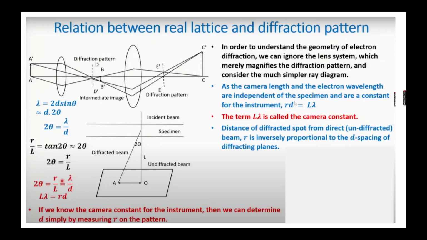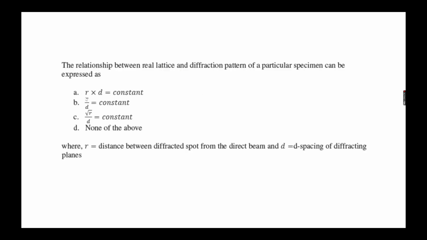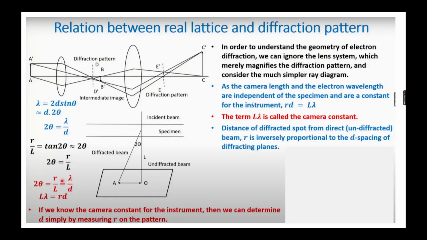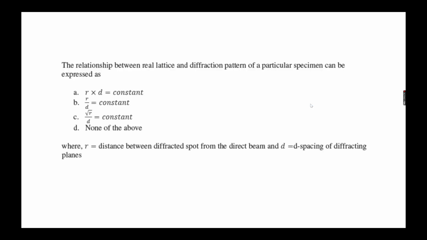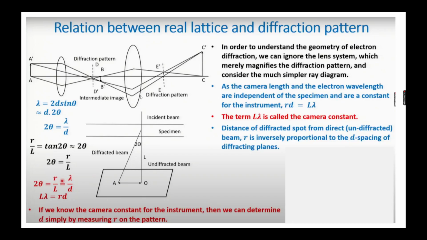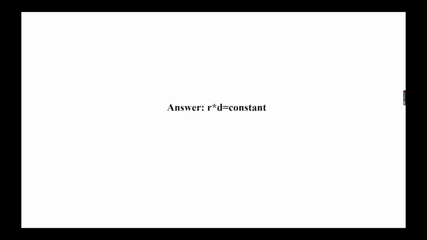So from here, R into D equals L lambda. L is constant, this is the distance, and lambda is the wavelength, which depends on your incident beam wavelength, so that is also constant. The name of this L lambda is the camera constant. So R into D will be constant. From this relation, the answer will be R into D equals constant.